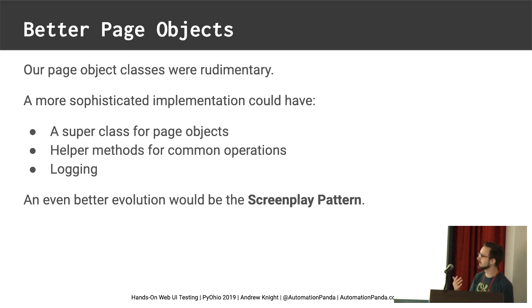There are some ways you can help mitigate this. You might make a superclass for page objects for common methods. You might have some helper methods for common operations. Maybe some logging could help. Personally, what I prefer to use is a different pattern. It's called screenplay pattern. It's a bit more complicated. That in itself is its own tutorial. And it is a bit more complicated, but it mitigates a lot of these other issues. Currently, I am working on a Pythonic implementation of the screenplay pattern that I hope to release in open source sometime this year. So maybe that could be another tutorial or conference talk in the future.